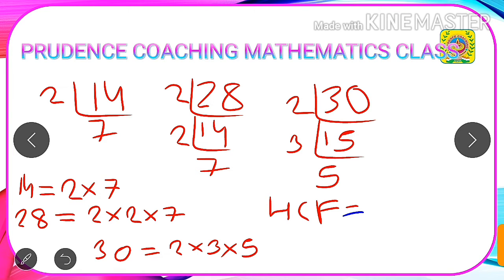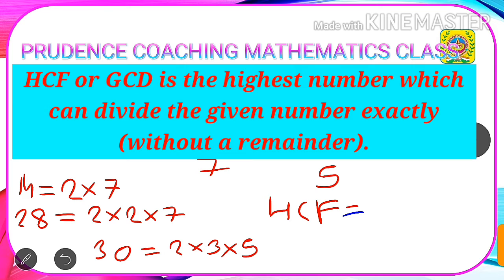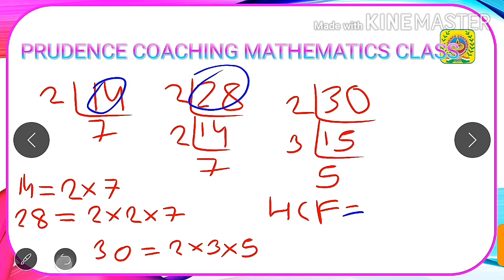As we have already found out the prime factorization of all these three numbers, now let us calculate the HCF. In case of HCF, we know HCF is the highest or the greatest number which can divide the given numbers without leaving any remainder. Means if we calculate a HCF, that HCF will divide 14, it will divide 28, similarly it will divide 30 without leaving any remainder.